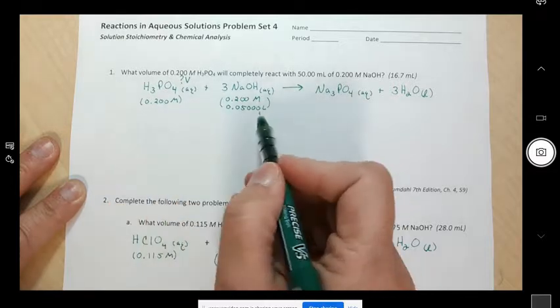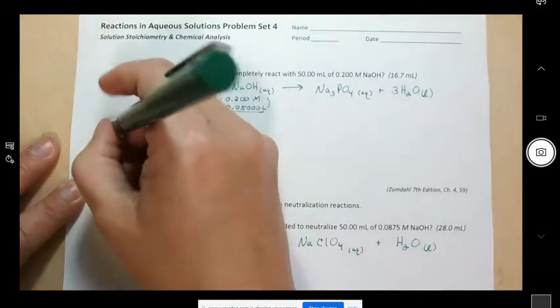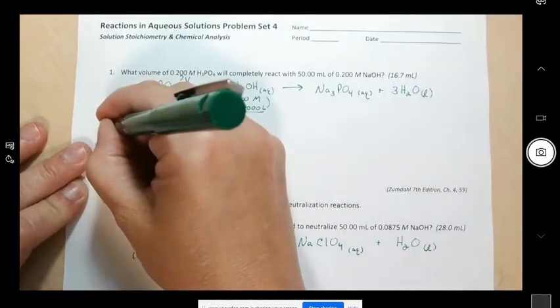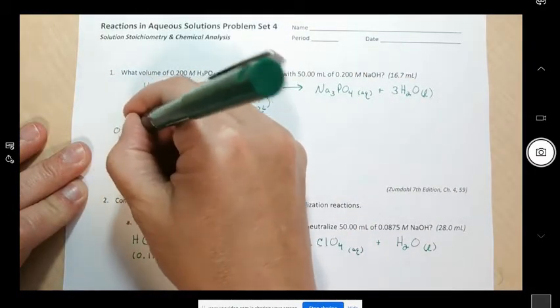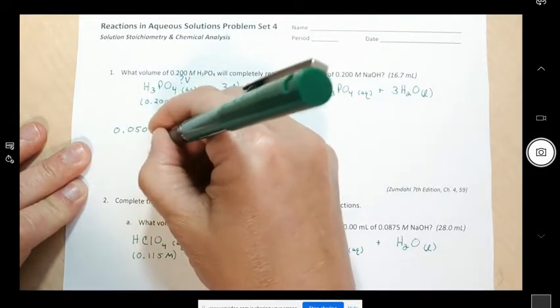I'm going to start with the volume of sodium hydroxide I have. So I want to figure out how many moles of sodium hydroxide I have. I have a 1-to-3 ratio between phosphoric acid and sodium hydroxide. So I want to figure out how many moles of phosphoric acid I need so that I completely use up my sodium hydroxide. All right, so changing my volume to liters, we're going to start with 0.05000 liters of sodium hydroxide.